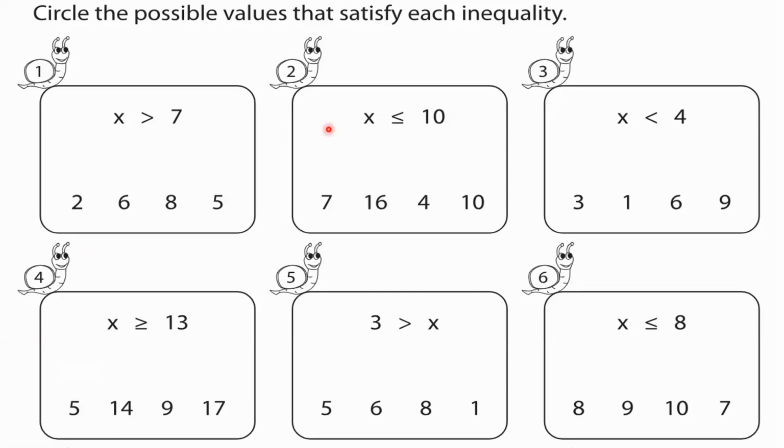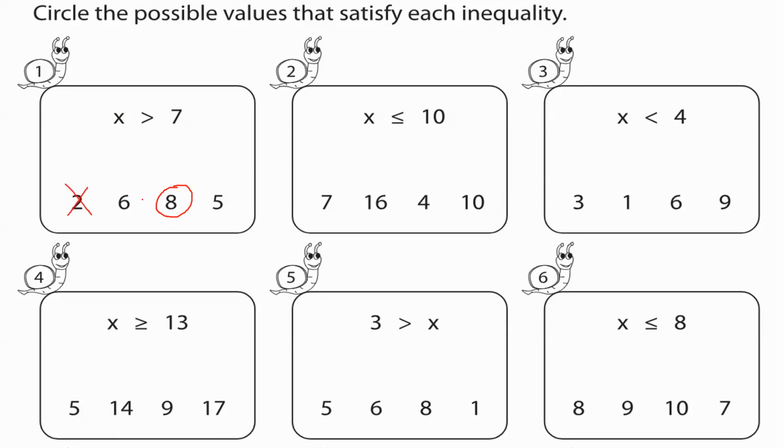When we read number 1, we read it as x is greater than 7. Which of these numbers is going to satisfy the inequality x is greater than 7? 8. Very good. So we're going to circle the 8. Does the 2 satisfy the inequality? No, the 2 does not satisfy the inequality because 2 is smaller than 7. So let's put an X on that.